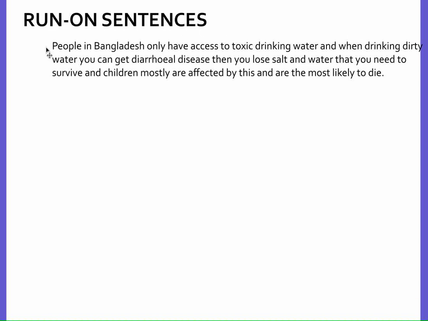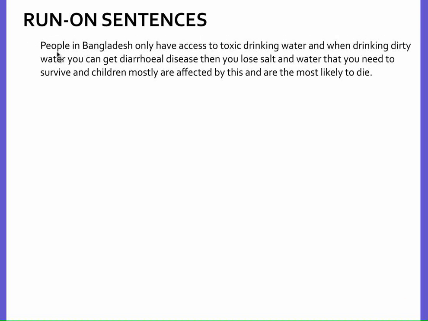All right, next. Run-on sentences. Come on, guys. You got to tell me when to breathe, remember? If you're running on your sentences, I don't know when I'm supposed to breathe, and then it's really hard for me to understand what you're talking about. So look at the sentence. People in Bangladesh only have access to toxic drinking water, and when drinking dirty water, you can get diarrheal disease. Then you lose salt and water that you need to survive, and children mostly are affected by this and are the most likely to die.